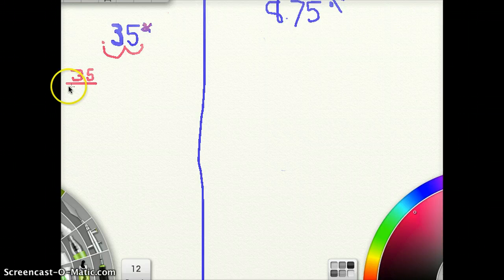Okay, we need to reduce that. We can divide the numerator and denominator by 5. And we end up with 7/20. Okay, so that's 35% written in simplest form.